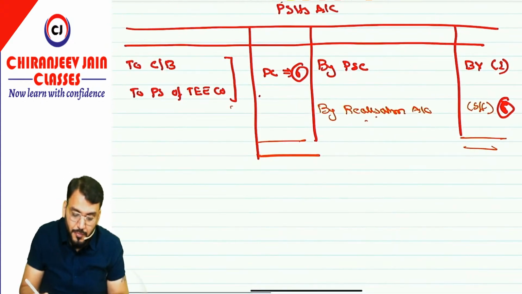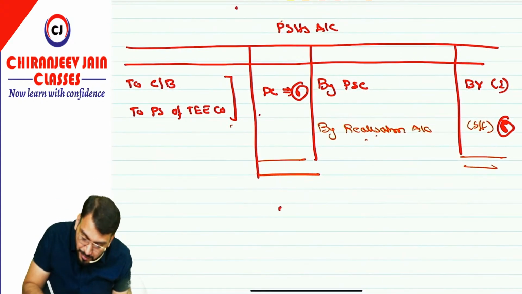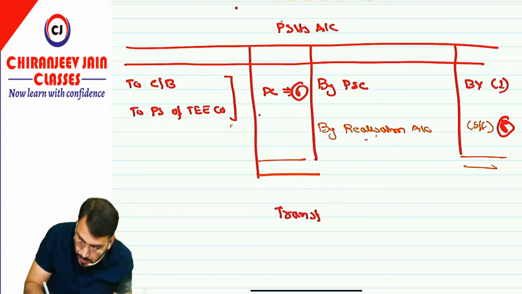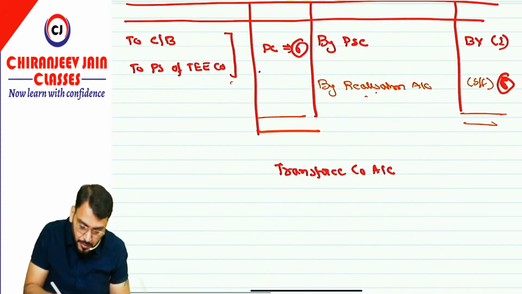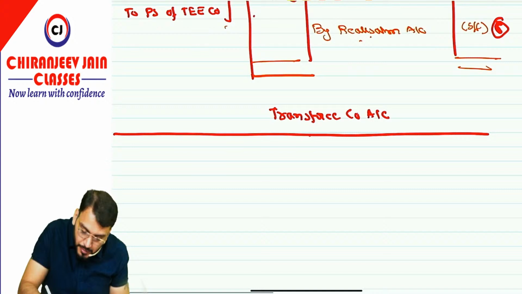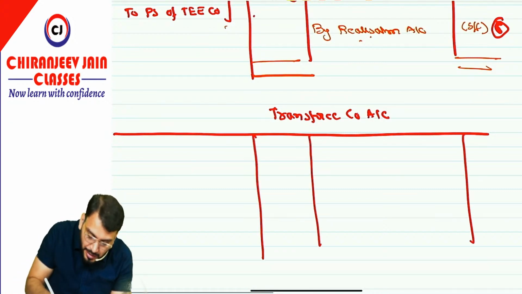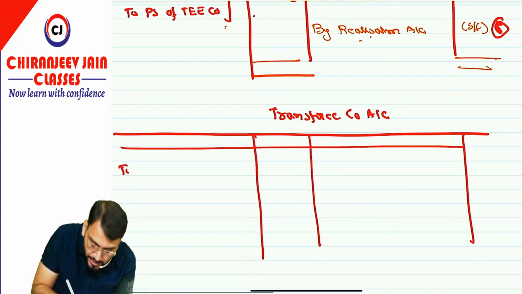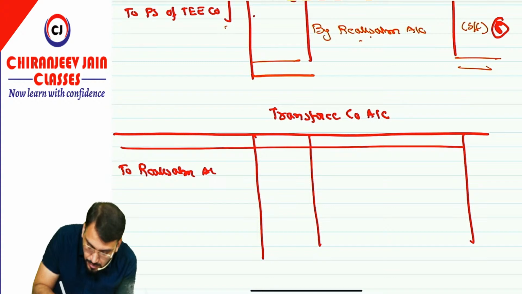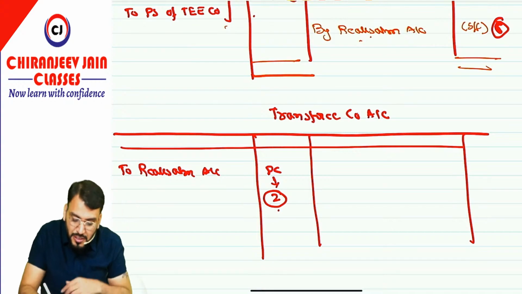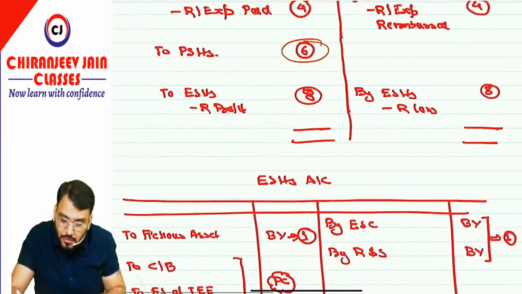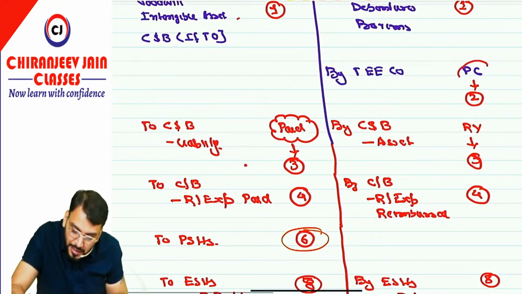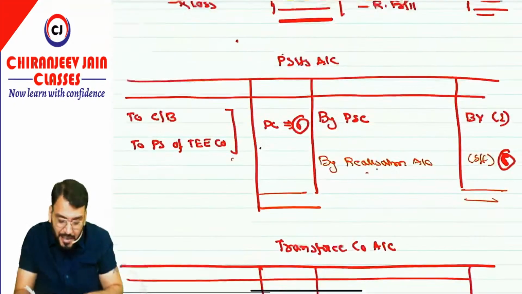Understood. Then you need to also prepare one transferee company account. Normally these are the accounts which we need to prepare. So first we write down to realization with the amount of PC. This is step number 2. Step number 2 means this is nothing but this account, which you have written by transferee company PC. So that will come as a second effect.